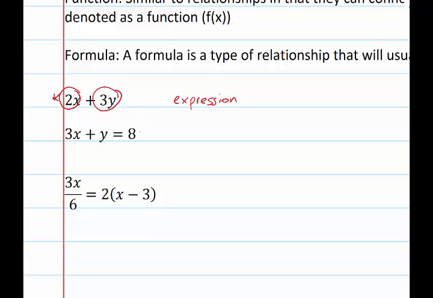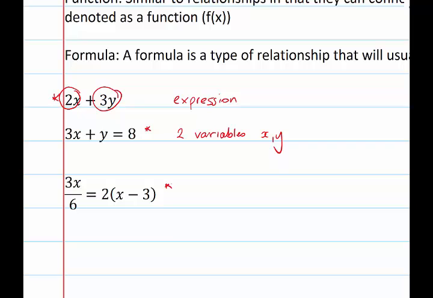The second one is a relationship between x and y. So it has two variables, x and y, and the relationship between them is 3x plus y equals 8. So that's a relationship, but it's not really an equation yet because it's not solvable.